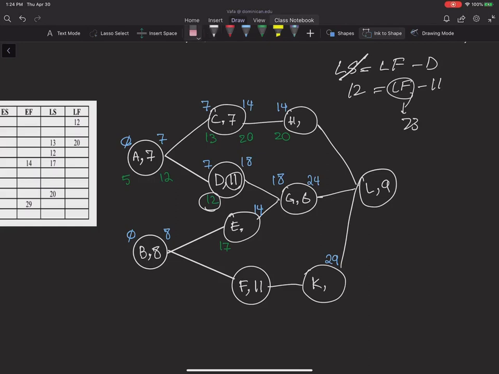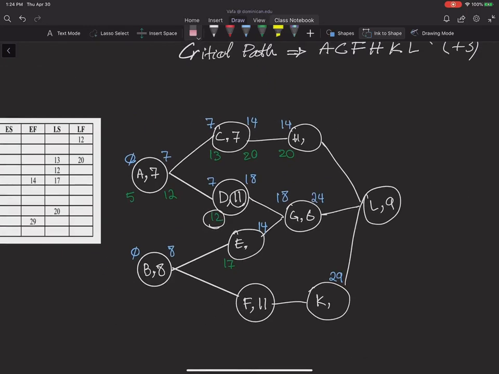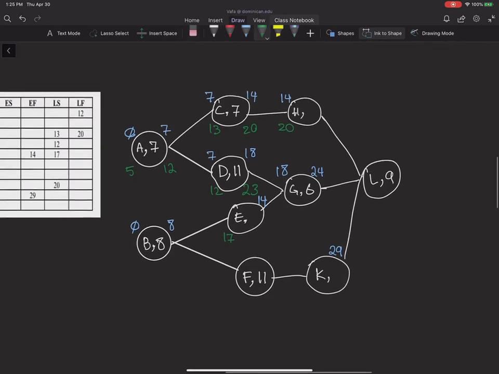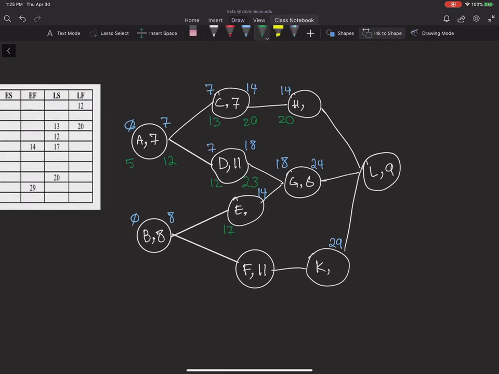So what I need to do is, I don't need that. And let me go ahead and add 23 here. So this is going to be my, I lost the circle here. Okay. So this is 23. Okay. So now I know that the late finish here on activity D is 23.